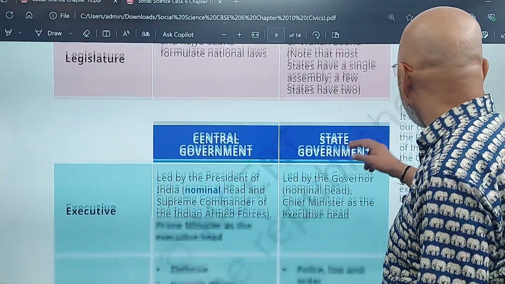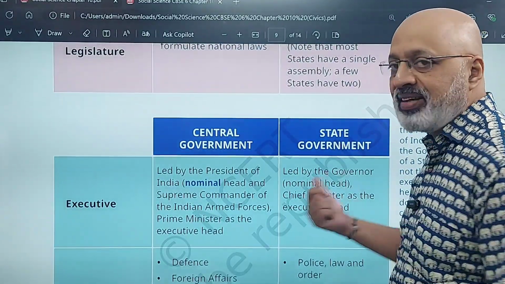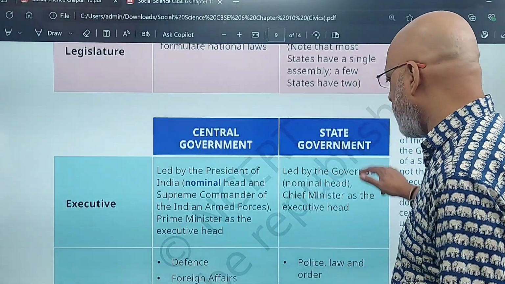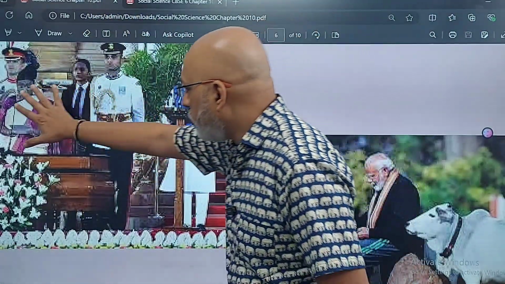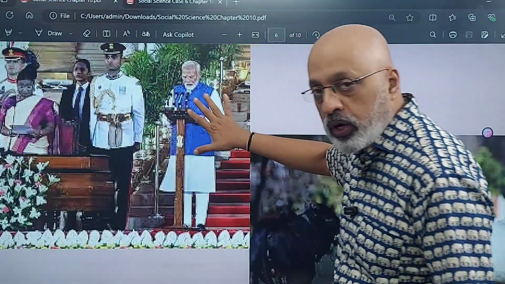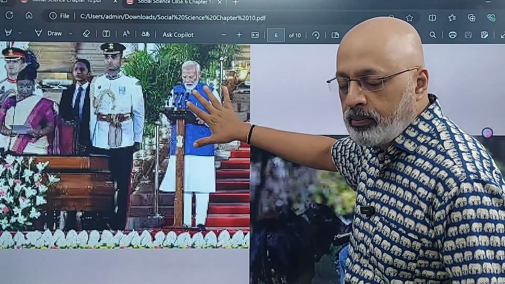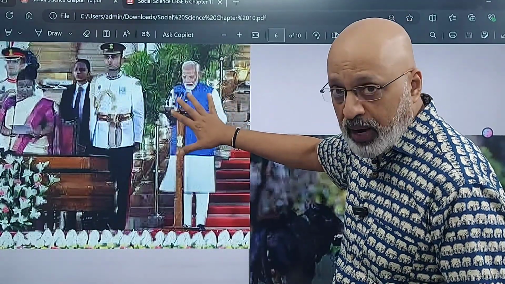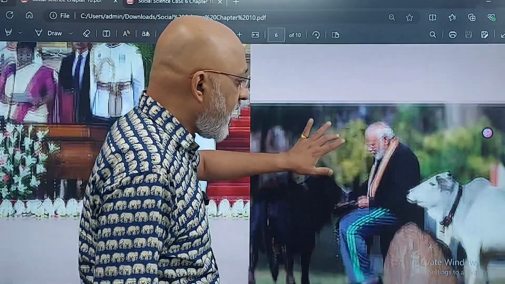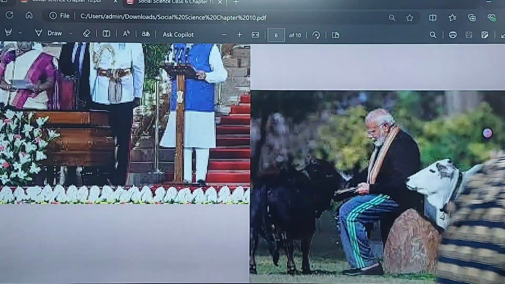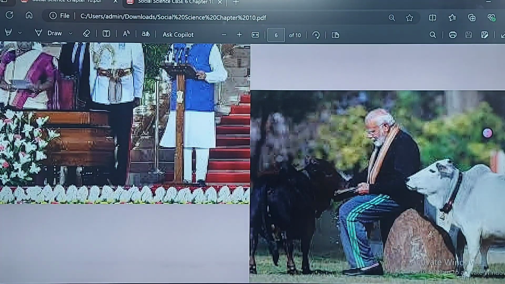Then nominal means only in name, the असली power किसके पास है, जो यहाँ पे साइड में लिखा है. Okay, so what you have here is that President Draupadi Murmu swore in Narendra Modi as the Prime Minister of India, but the real power is in the hands of the Prime Minister and his Council of Ministers. They take the real decisions. That's how it works out there.